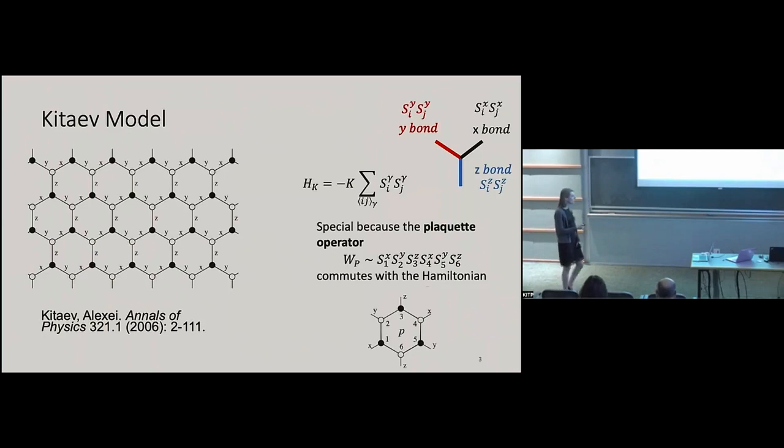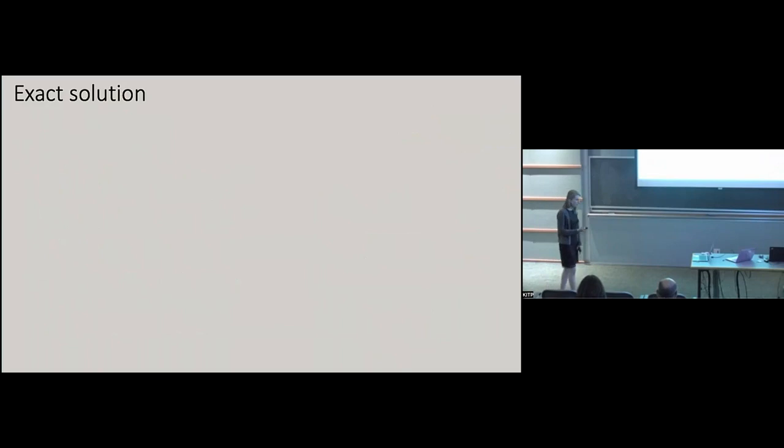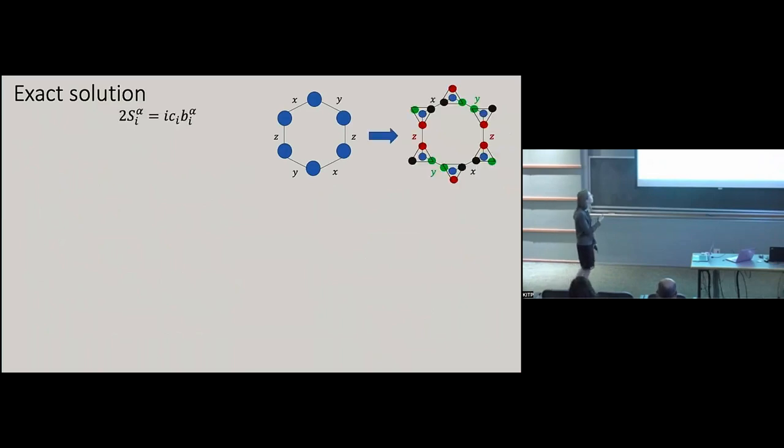So for each plaquette, or each unit cell, I get one of these operators. So it basically reduces the Hilbert space tremendously. And there's an exact solution, which I want to just walk through because this is where we get fractionalization. So we have spins at every site of this lattice. I transform the spins into Majoranas, which you can do generically. This is an exact transformation.